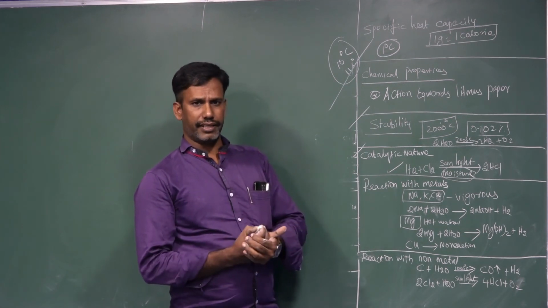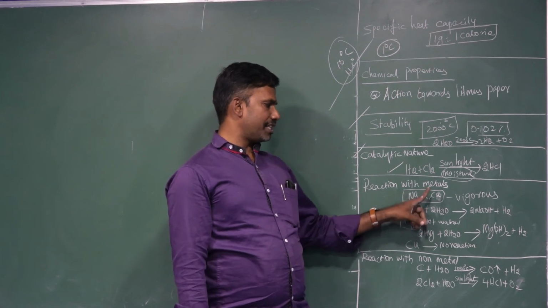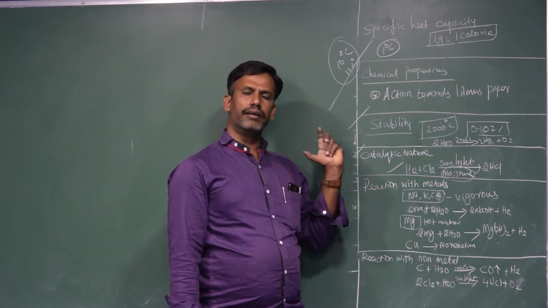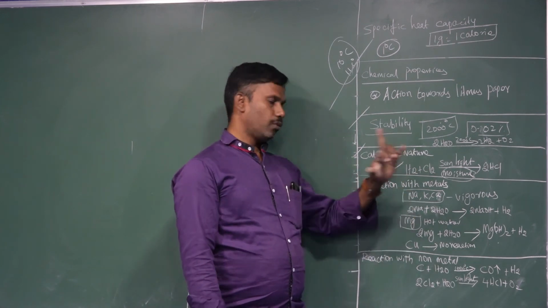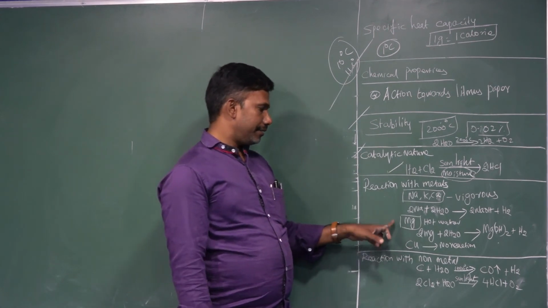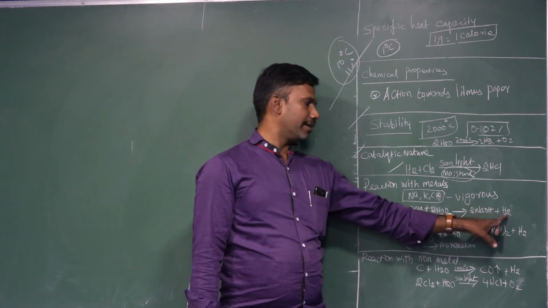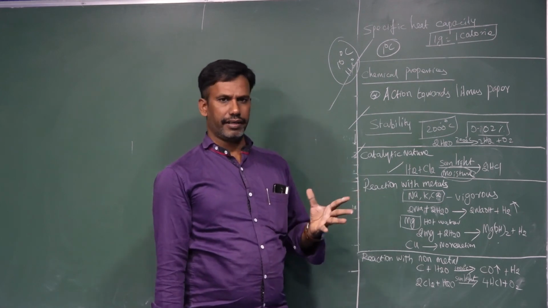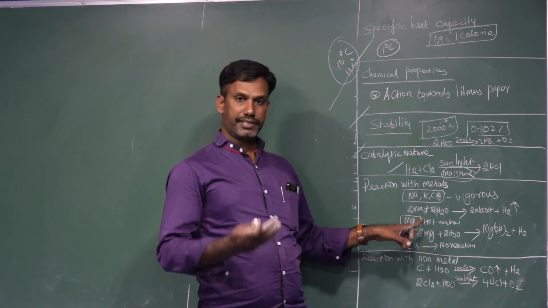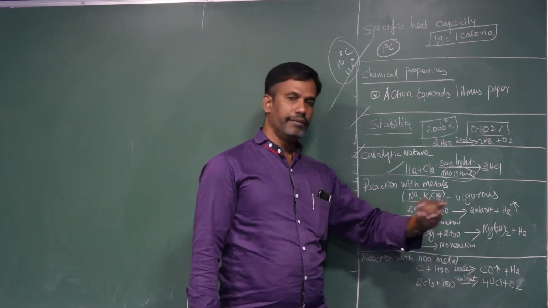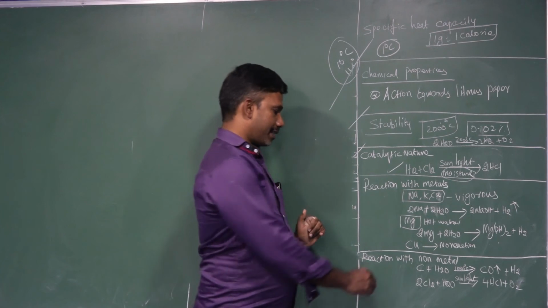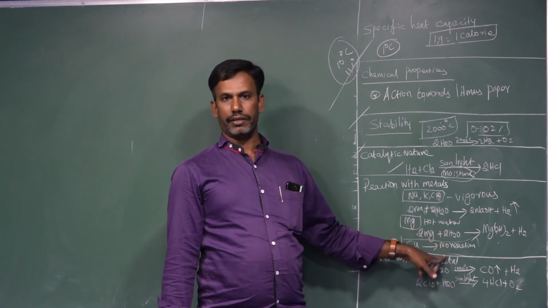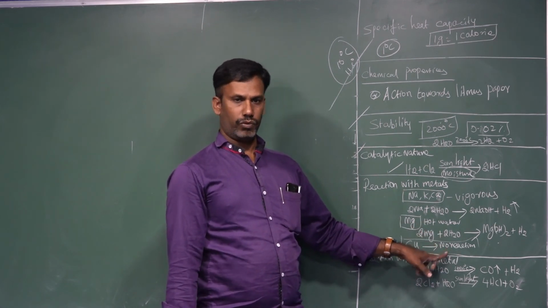Then reaction with metals. Different types of reactions occur with metals. For example, sodium, potassium and calcium react vigorously with water at room temperature itself. Sodium and water give sodium hydroxide, and hydrogen gas is liberated. Magnesium will not react at room temperature, but in hot water it reacts to give magnesium hydroxide and hydrogen gas. Copper, like a few other metals, does not react with water. That's why copper is used in many things.